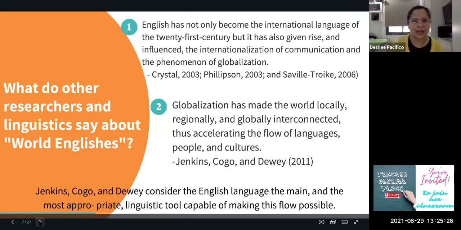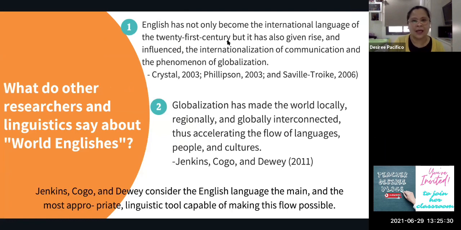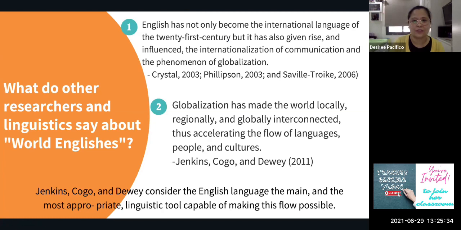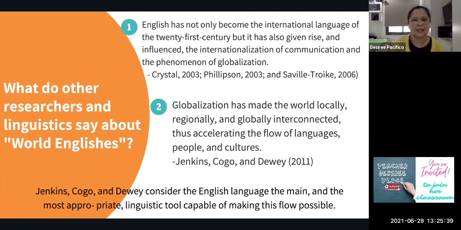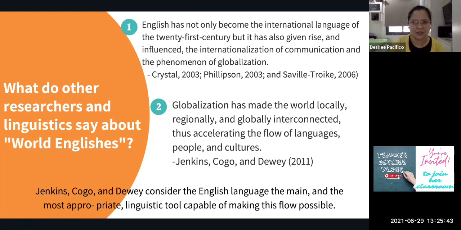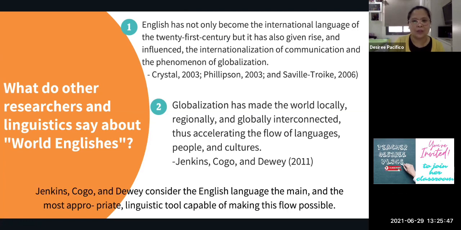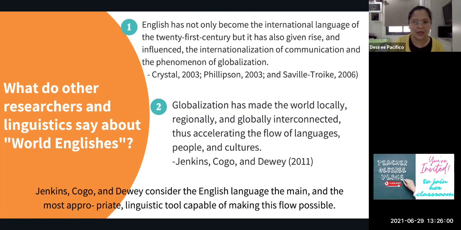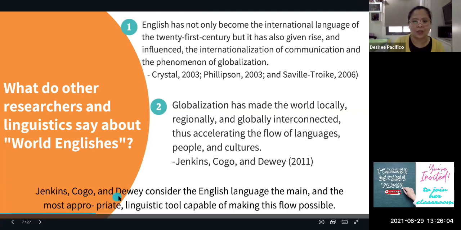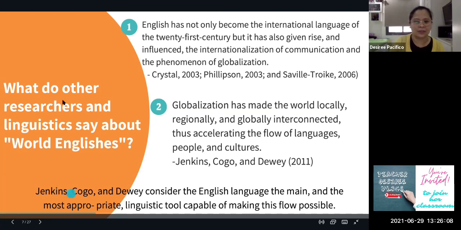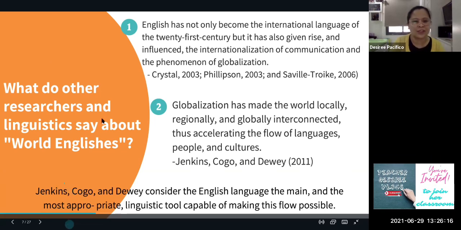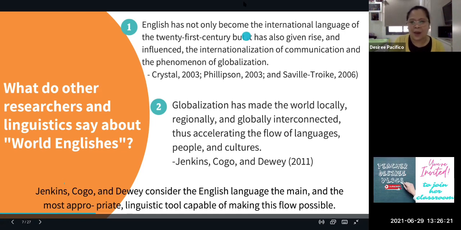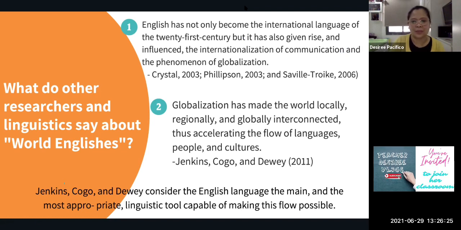Okay, what do other researchers and linguists say about world Englishes? English has not only become the international language of the 21st century, but it has also given rise to and influenced the internationalization of communication and the phenomenon of globalization, as per Crystal, Phillipson, and Tonkin. Globalization has made the world locally, regionally, and globally interconnected, thus accelerating the flow of languages, people, and cultures, from Jenkins, Coogan, and Dewey. Jenkins, Coogan, and Dewey consider the English language the main and most appropriate linguistic tool capable of making this flow possible.